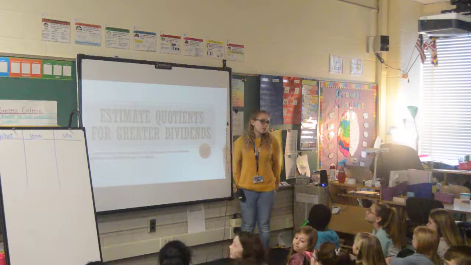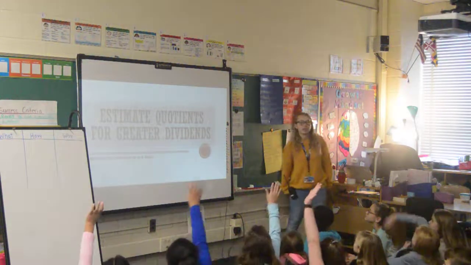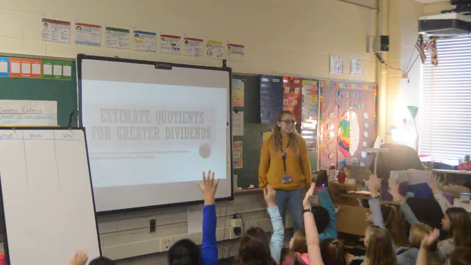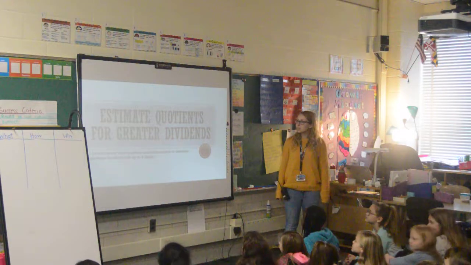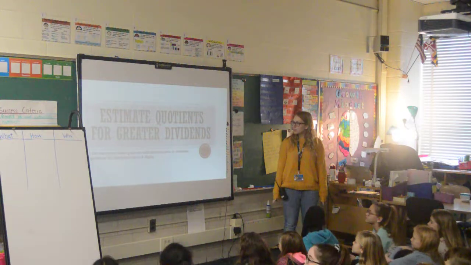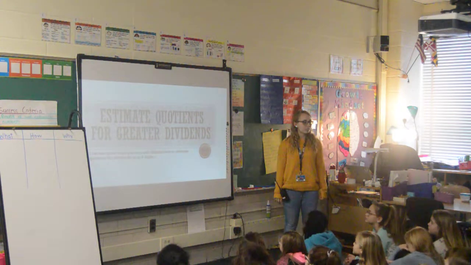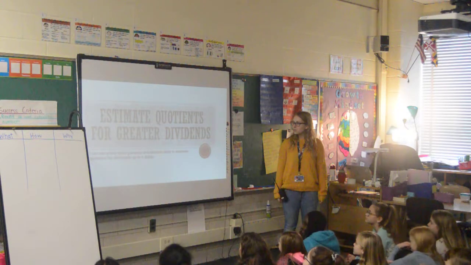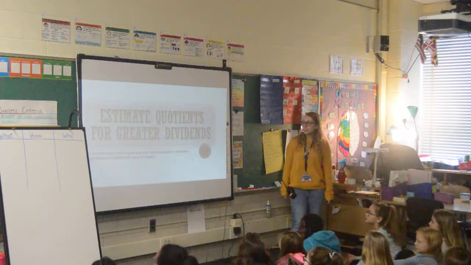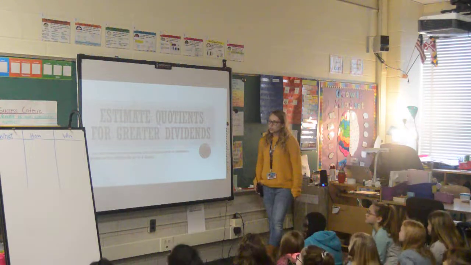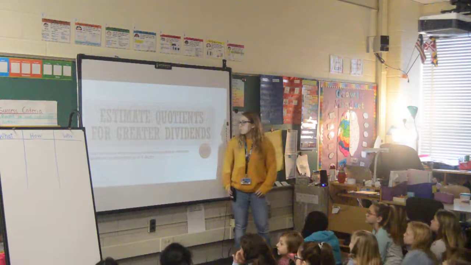Okay. So, can I get someone to read our objective for us? Rooney: I can use place value patterns and division facts to estimate quotients for dividends up to 4 digits. Very good, thank you.